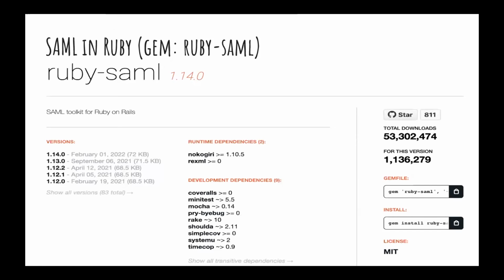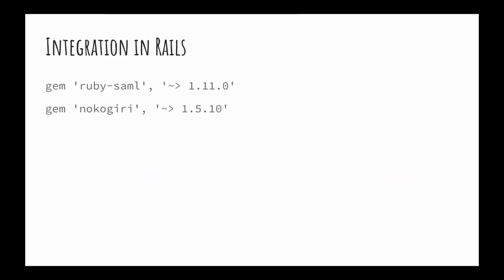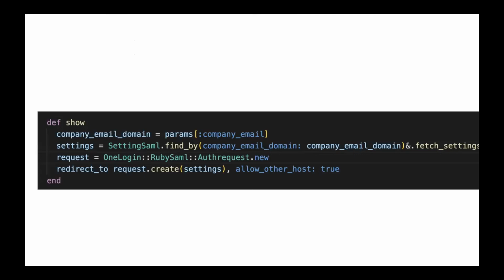Now let's see a small gist of how we do it in our Ruby app. It's similar to installing any other gem in our Gemfile. This Ruby SAML gem is dependent on another gem, as it is XML and we require XML parsing, so we need that gem. And this is a small code snippet, let's see how it works.